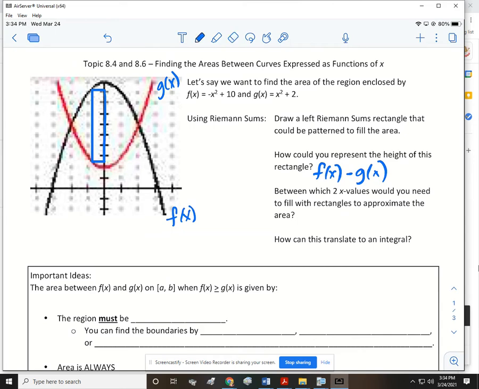And then if I want to figure out between what x values we would need to fill the rectangle. So if I just kept drawing the rectangles to fill the area, this is the area we would need to fill. So that's going to be between negative 2 and 2. Right, and to translate that to an integral, it should be the integral from negative 2 to 2 of f of x minus g of x dx.